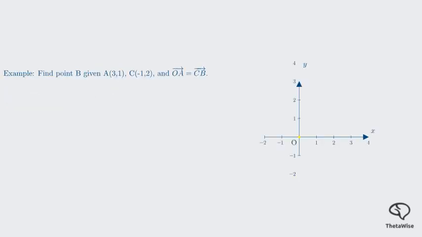We're given 2 points, A at (3, 1) and C at (-1, 2), and we're told vector CB is equal to vector OA. Our goal is to find the coordinates of point B. First, we find the component form of vector OA. It starts at the origin O (0, 0) and goes to A (3, 1). The change in x is 3 minus 0, which is 3. The change in y is 1 minus 0, which is 1, so vector OA is 3 over 1.